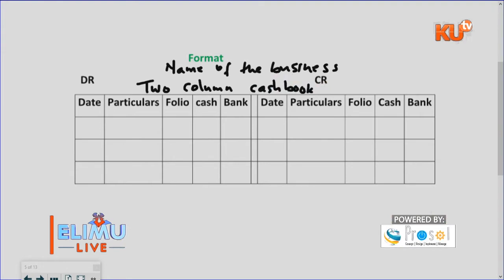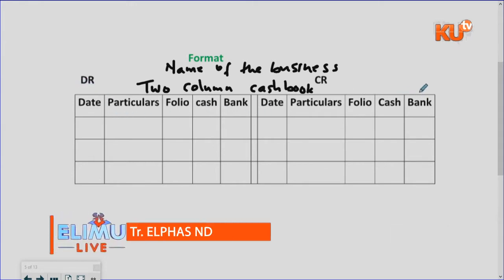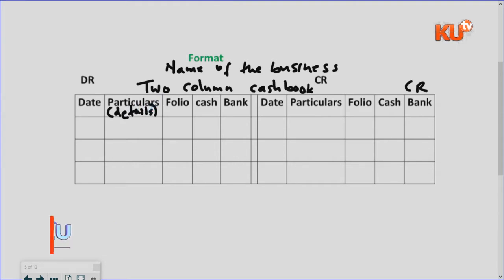So the name of the business will depend on the question. We will have different names, so use the name given in the question. But below it, you write the two-column cash book. And then we have two sides. We have the debit side on this side. Then we have the credit side, which is the right-hand side. In each side, we have the date column, where we write the dates. Particulars is also called the details column. So in some cases, we will be using the word details column. And what it simply does is give us a brief description of what was taking place in that transaction.